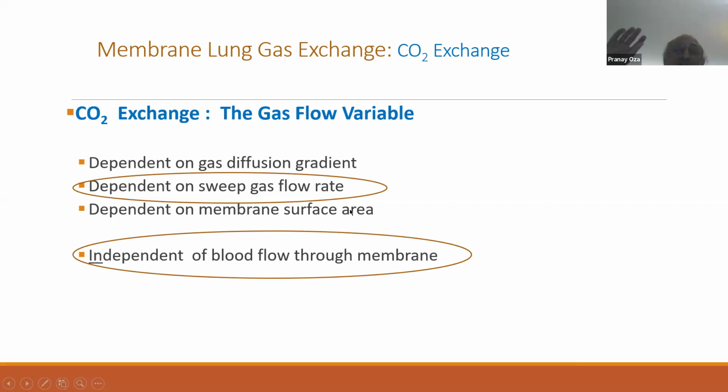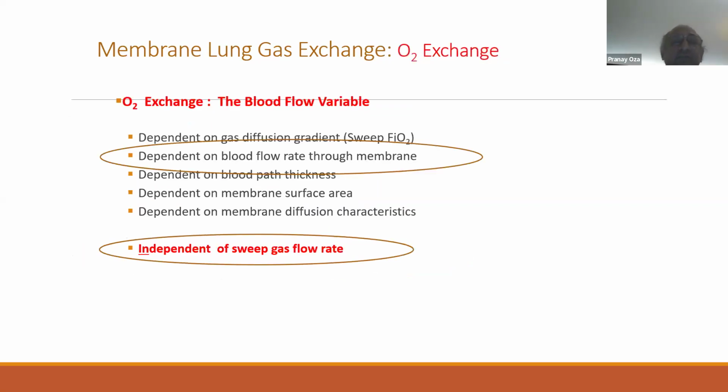So when you use one particular oxygenator, your membrane surface area and your gas diffusion gradient are going to remain the same. Okay. What is going to decide the variable factor is only the sweep gas flow, which you can adjust. And it is not dependent on the blood flow rate. So you don't require a higher blood flow for CO2 clearance.